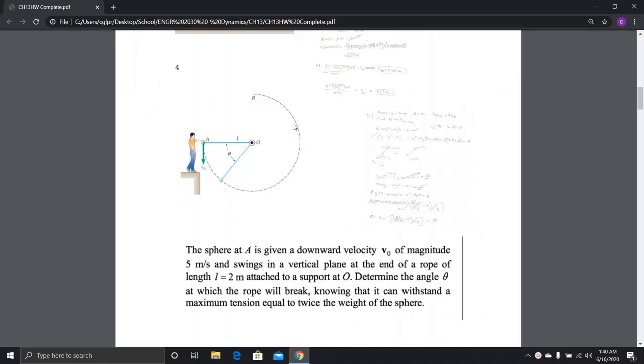For question 4, the sphere is being thrown down with a velocity of 5 meters per second. It's attached to a rope that's 2 meters long, and I'm asked to find the angle at which the rope will break, given the maximum tension the rope can withstand is equal to twice the weight of the sphere.